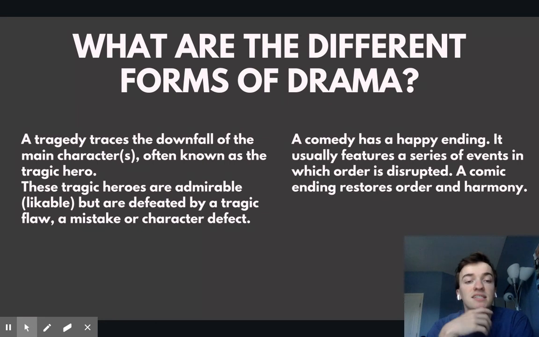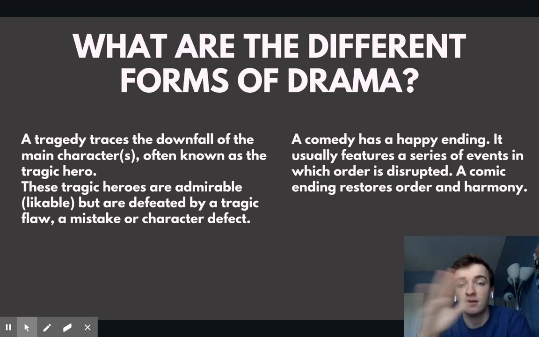A tragedy faces the downfall of a main character, often known as the tragic hero. They're admirable, but they're defeated by a tragic flaw, a mistake or a character defect, which we're going to see in Romeo and Juliet. Their tragic flaw tends to be the fact that they are so in love with each other. Hamlet's is that he has excessive pride and an inability to make a decision.